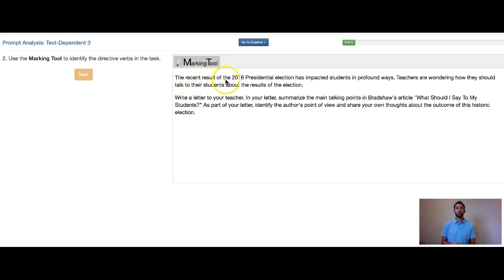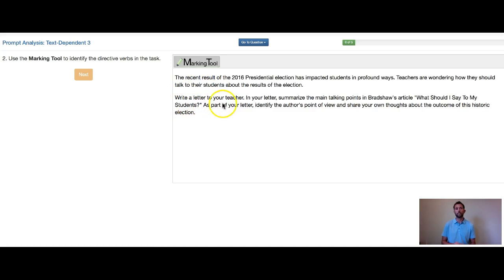The recent results of the 2016 presidential election has impacted students in profound ways. No directive verbs here, no one telling us to do anything, so we're okay not to mark. Teachers are wondering how they should talk to their students about the results of the election. All right, so there's a verb here, are wondering, but that's not for us. That's for your teacher or just giving you context about teachers in general. So there are no directive verbs in this first portion, and usually they're not because this is background information.